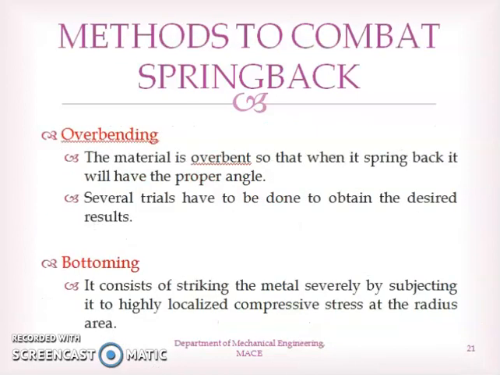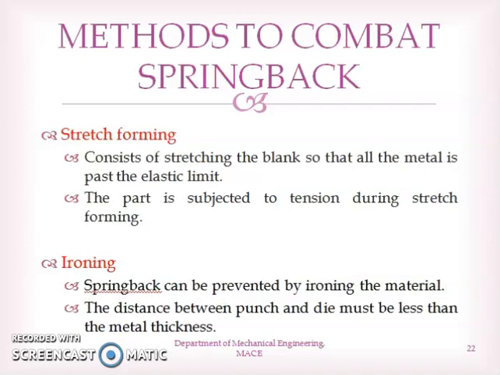There are different methods to combat spring back. One is overbending. That means the material is overbent so that when it springs back, it will have the proper angle. The second method is bottoming. That means striking the material severely by subjecting it to localized compressive stresses at the radius area. Another method is stretch forming. Here the material is stretched between two chucks and formed. The fourth method is ironing. Here the distance between the punch and the die will be less than the metal thickness.